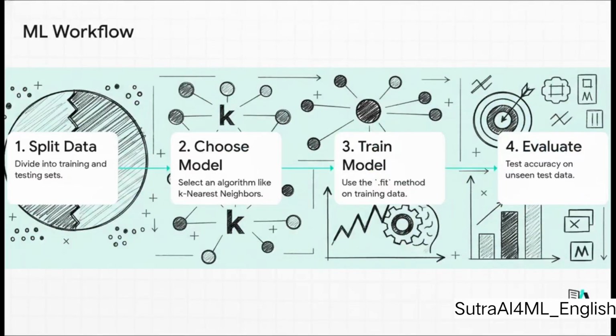This gives us a super simple, repeatable 4-step workflow. Step 1, split the data, just like we talked about. Step 2, choose a model. We're going to use a really intuitive one called K-nearest neighbors. I'll explain it in just a second. Step 3, we train the model on our training data. And finally, step 4, we evaluate its performance on that test data we kept hidden.